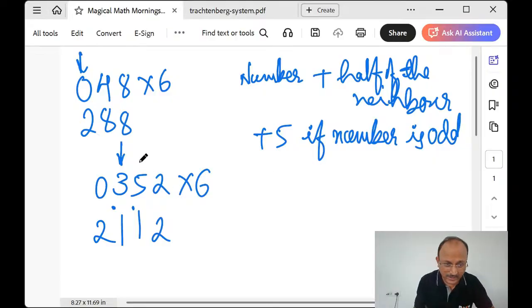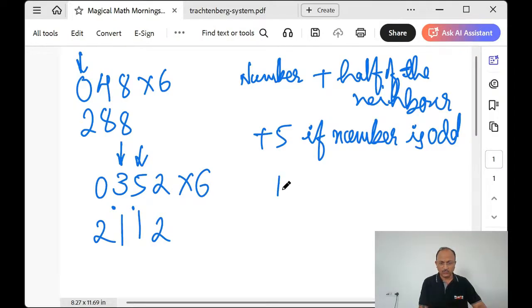Simple. What we did, whenever there is an odd number, we added 5 in the beginning and then we added half of the neighbor. Here also 3 was an odd number, so added 5, 3 plus 5, 8. Then we went with the odd number and whatever carry is there we'll take it. Let's take one little bigger number.